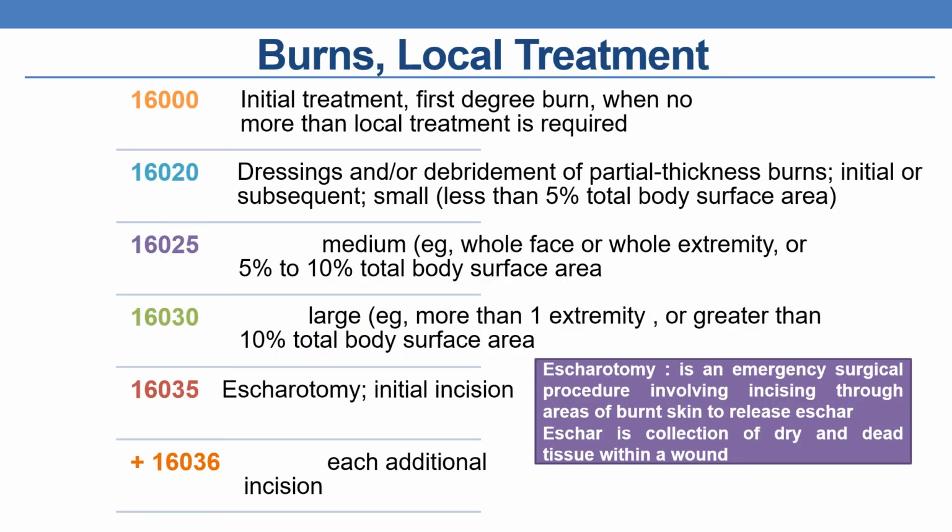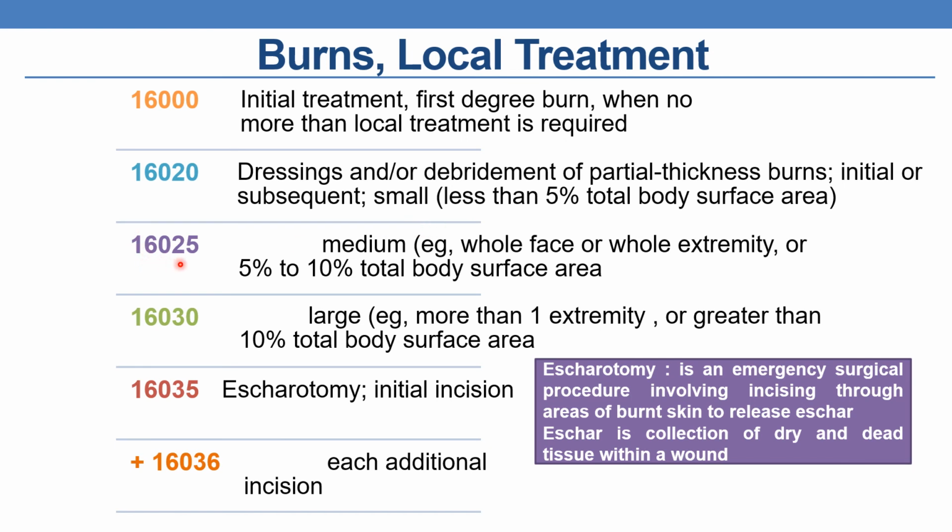Now let us discuss the various CPT codes of burns. The first CPT is 16000, which is initial treatment of a first degree burn when no more than local treatment is required. For initial treatment of a first degree burn, you need to report 16000. The next is 16020, dressing and or debridement of partial thickness burns, initial or subsequent, small. That is, the surface area is less than 5% of the total body surface area.